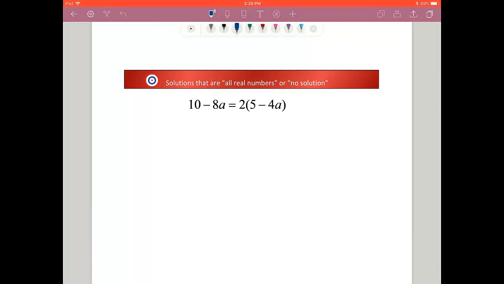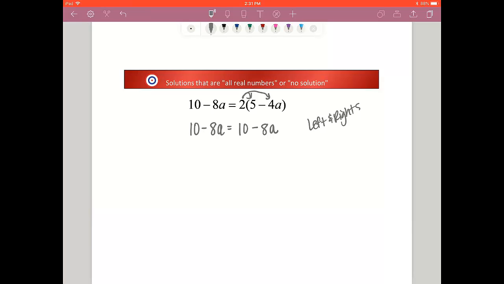Sometimes we have equations that have more than one answer, or they have no solution whatsoever. So here I'm going to show you what that looks like when we have that situation. I'm going to solve this equation, or start to solve it, just like I normally would. I'm going to distribute my 2, and I end up with 10 minus 8a equals 10 minus 8a.